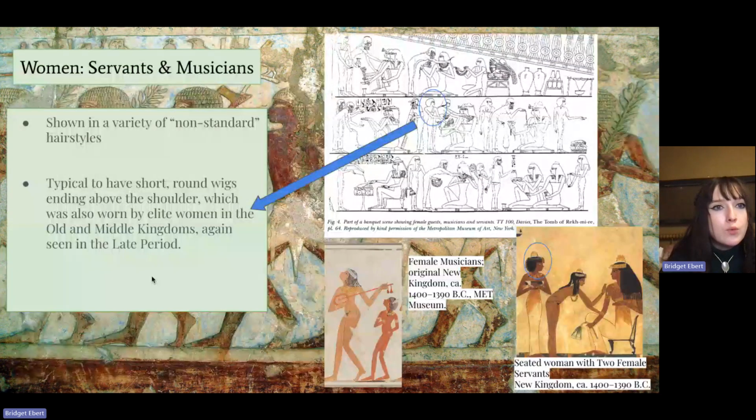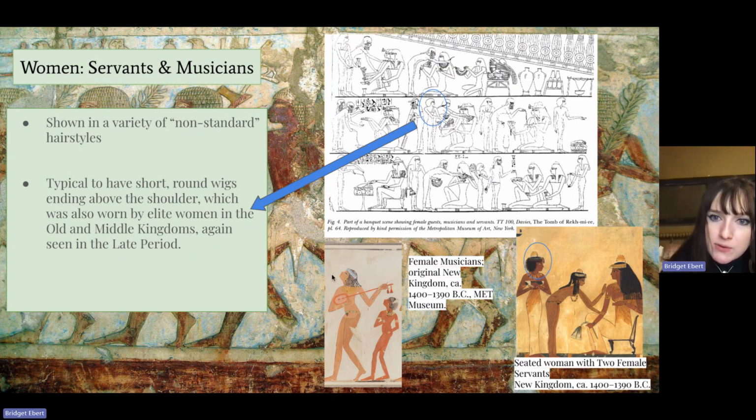So here are women servants and musicians, shown in a variety of non-standard, in quotes, hairstyles. It's typical to have short, round wigs ending right above the shoulder, which was also worn by elite women, which I just showed in the previous slide, in the Old and Middle Kingdoms, and again seen in the late period. So here, circled in blue, I have evidence of these banquet scenes that show female servants and musicians that are serving the elite women.